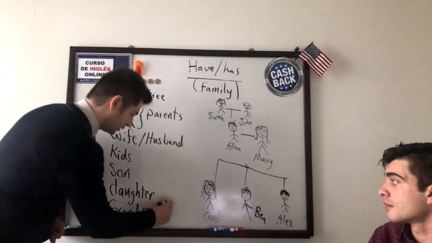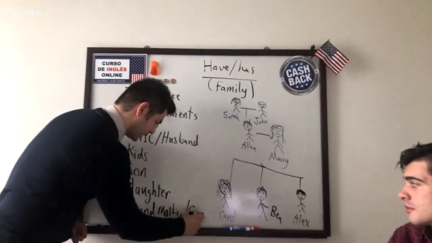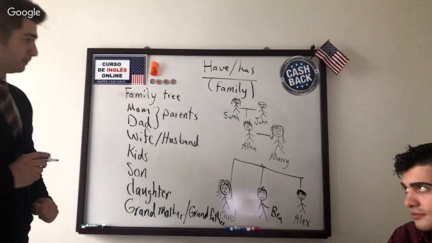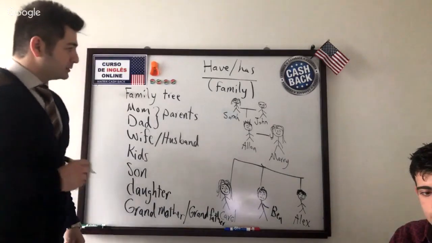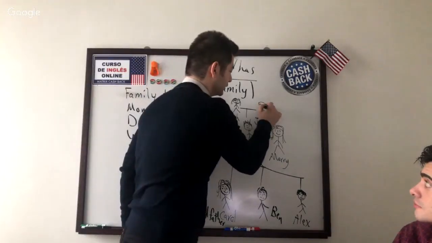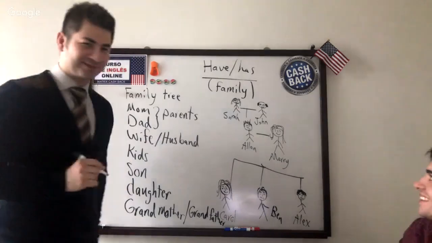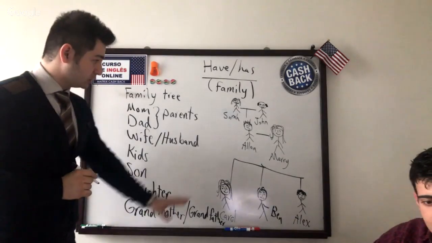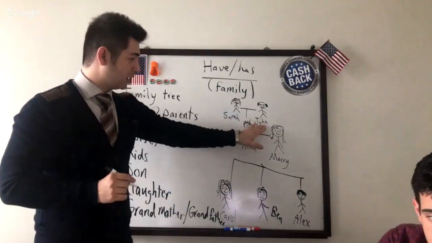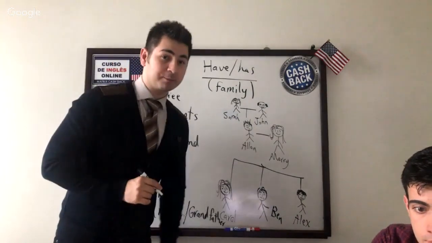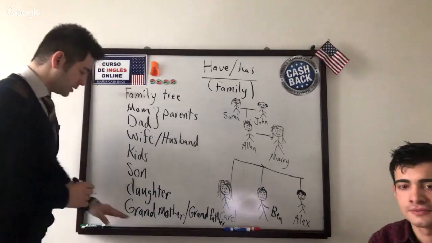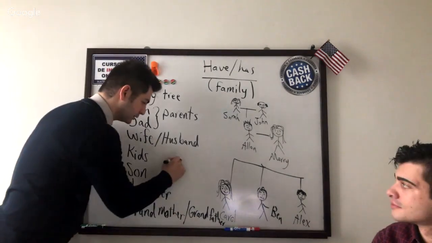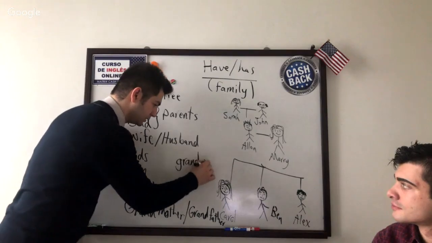So we got grandmother and grandfather. And you'll give John a little bit of paint over here. All right. So Sarah and John, my children's grandparents. So grandmother and grandfather and parents.